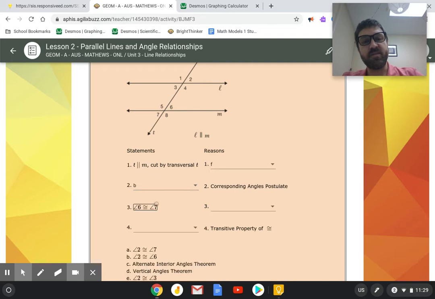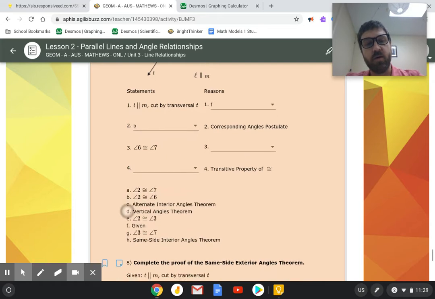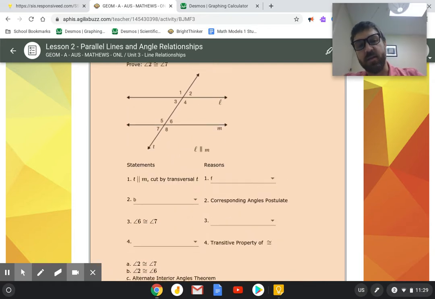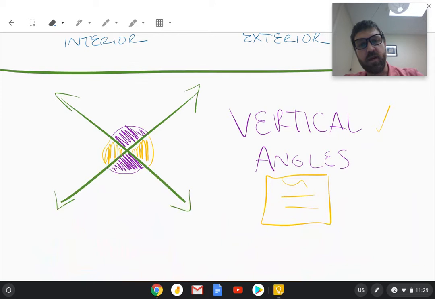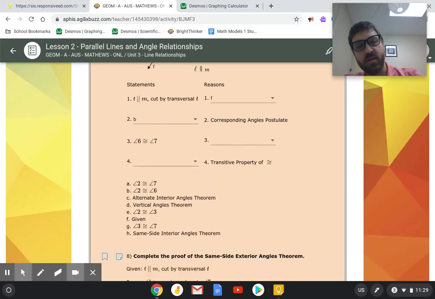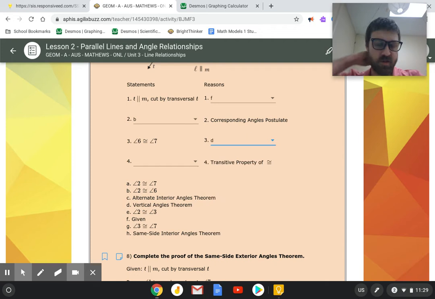Then they do 6 and 7. So we look at 6 and 7, what is the relationship? We have a few options. We have alternate interior, we have vertical angles, and we have same side interior. Well, 6 and 7 are definitely vertical angles. I can just run down here and look at that right over here. Vertical angles. They're across from each other. So we run back and we say, okay, D has to be the answer choice here. That is vertical angle relationship.